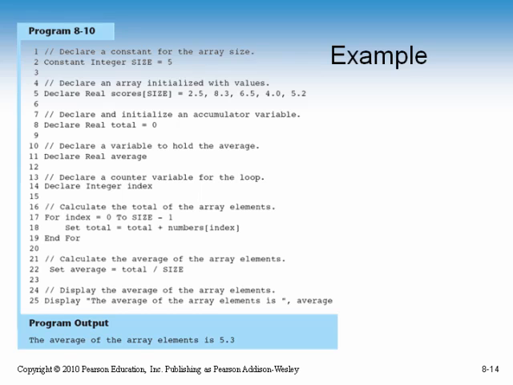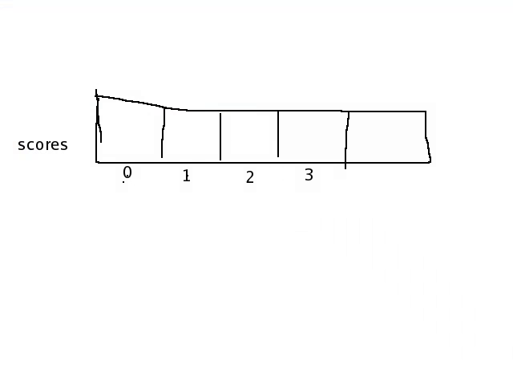And because the size was 5, that meant to make 5 boxes. And underneath those boxes, you start with a 0 for the total. Then into the boxes are being assigned these values, 2.5, 8.3, 6.5. So I'll just put those numbers in here.